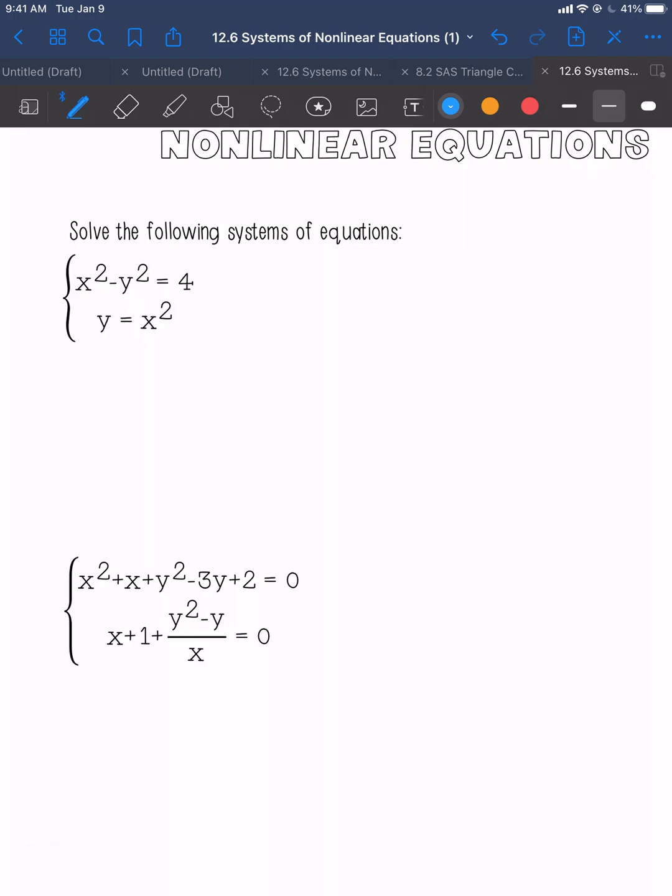Alright. In this next one, we are told that y is equal to x squared. So wherever we see a y, we can plug in x squared, or wherever we see an x squared, we can plug in a y. So using substitution here, I'm going to take y and plug it in for x squared. So this is going to be y minus y squared equals 4. That would be 0 equals y squared minus y plus 4.